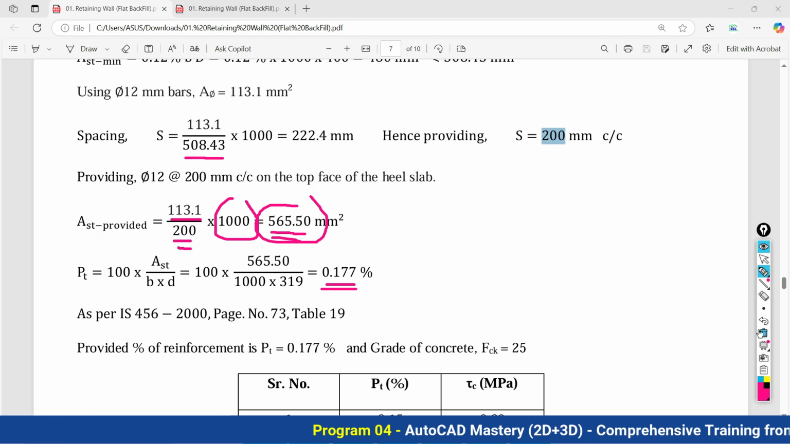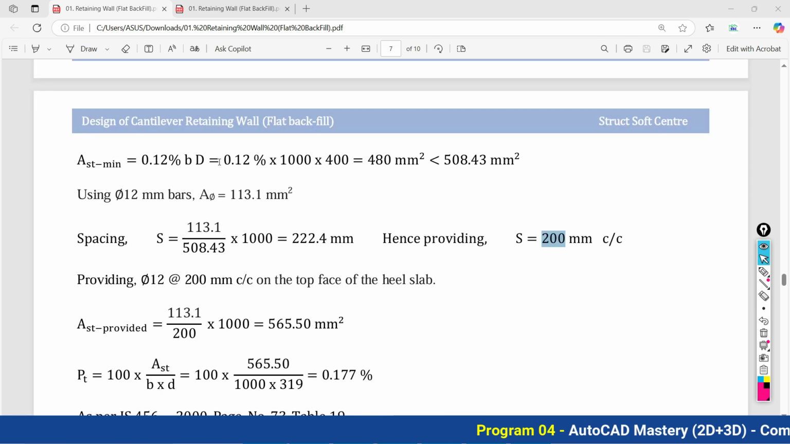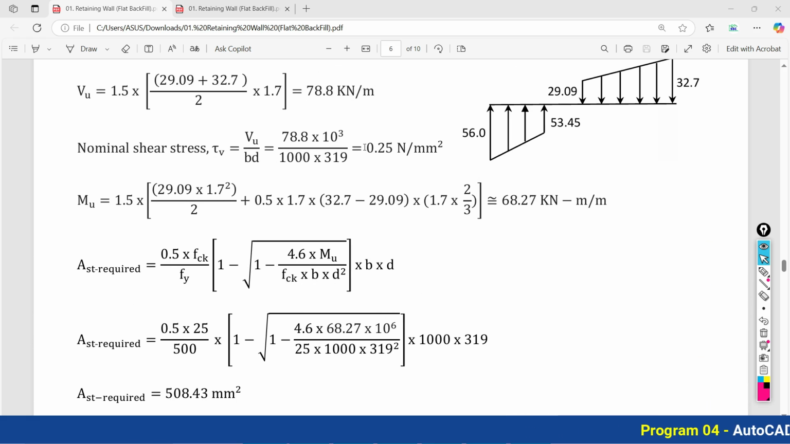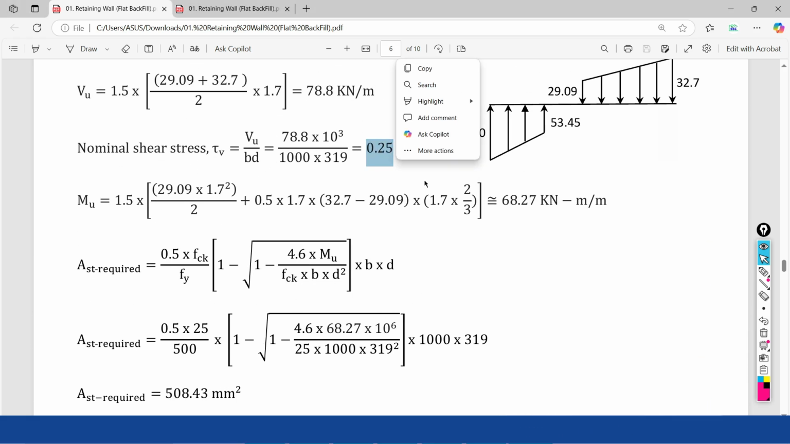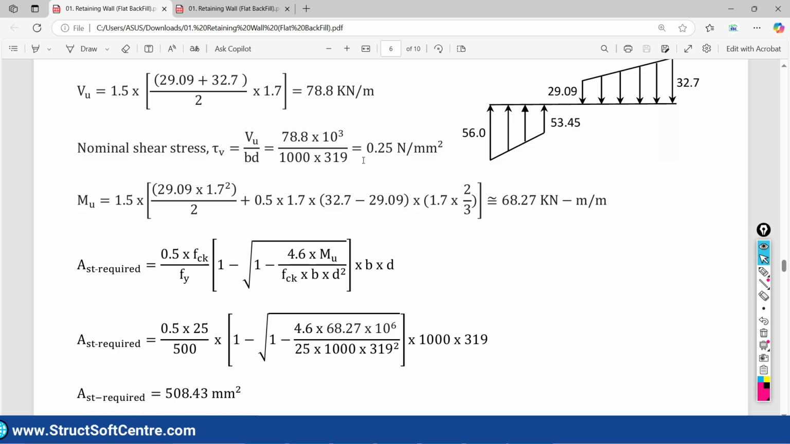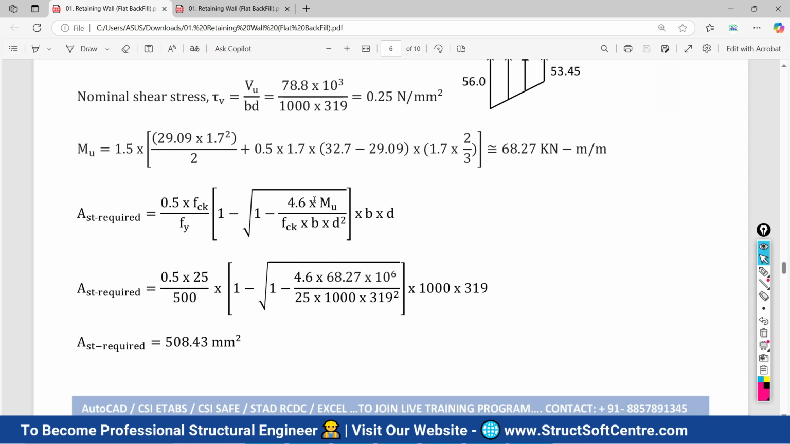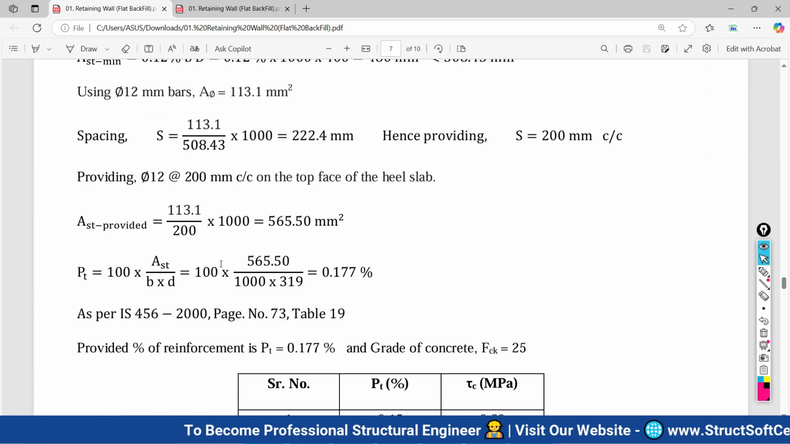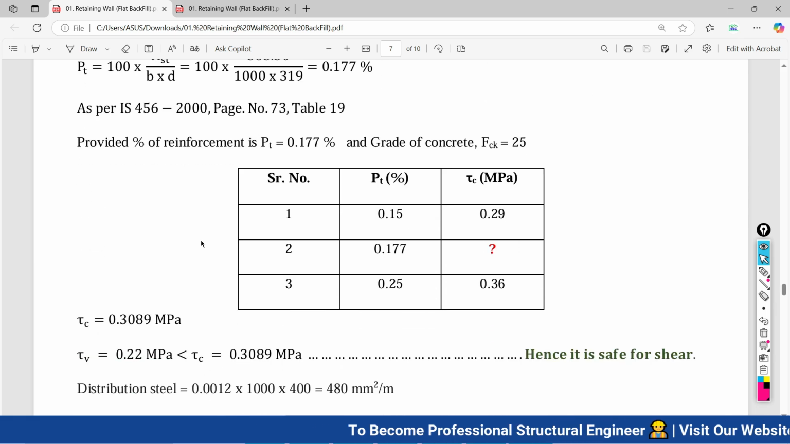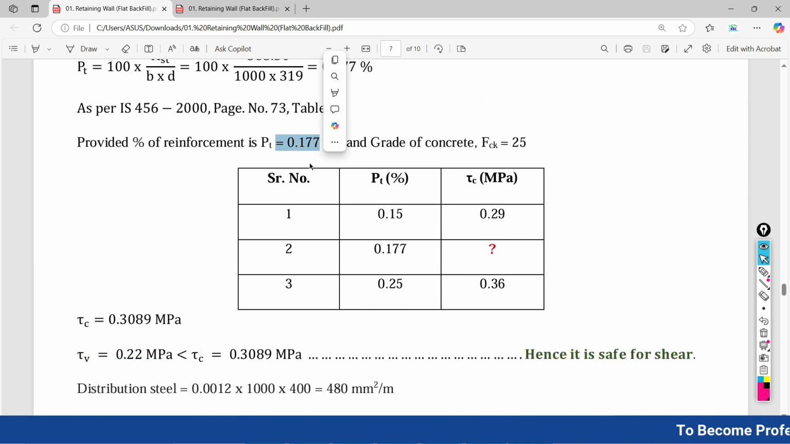Okay, now we have to ensure that whatever the shear stress has been developed as 0.25 MPa, whether it is going to become a cause of failure of your base of the retaining wall, that is the heel, due to the shear or not. So we have to find out critical capacity of my section, critical capacity of my heel slab. So provided percentage of reinforcement is what? 0.177, and grade of concrete is M25.